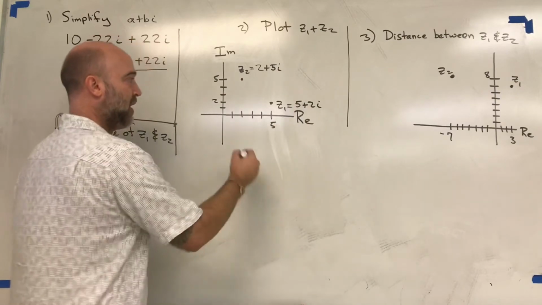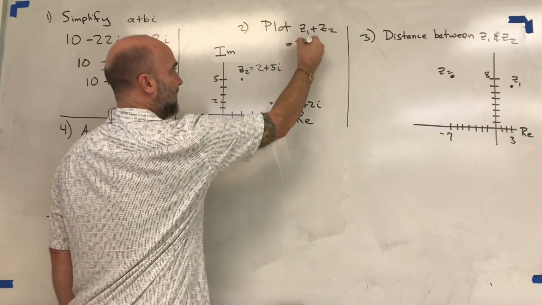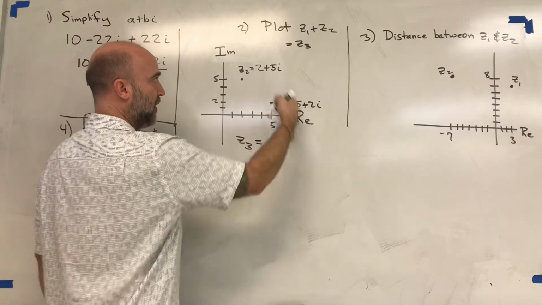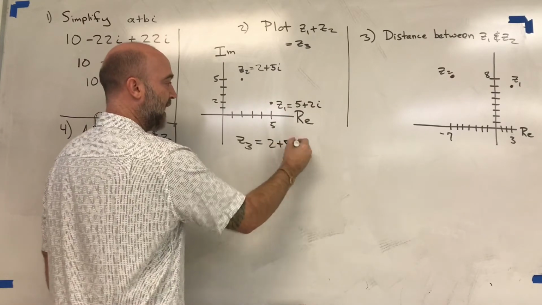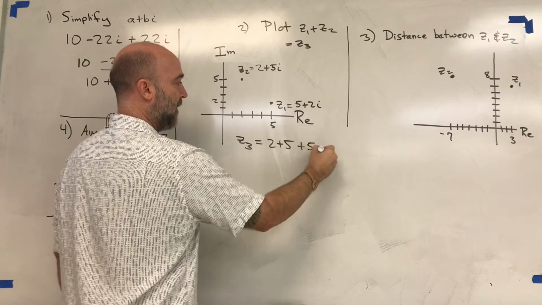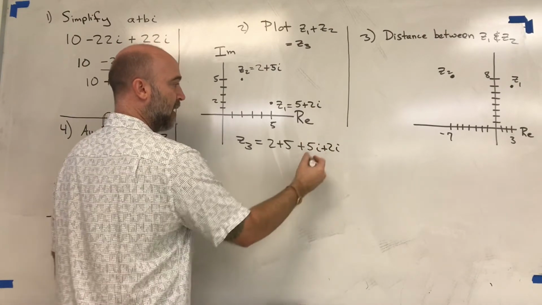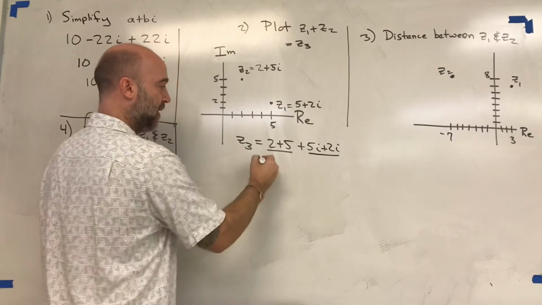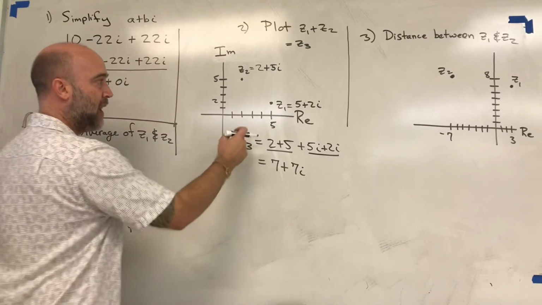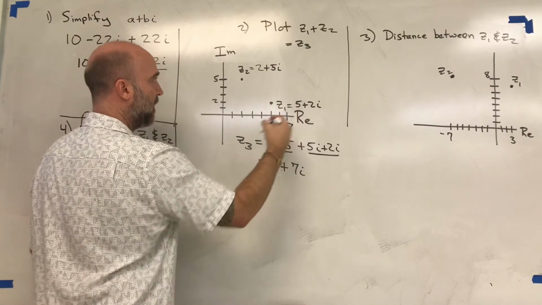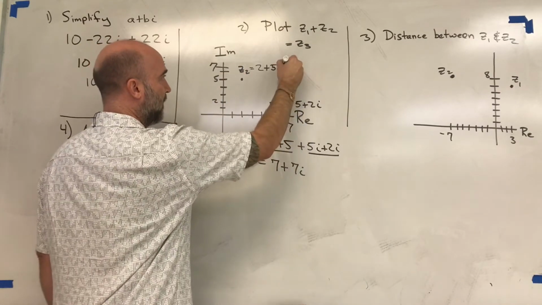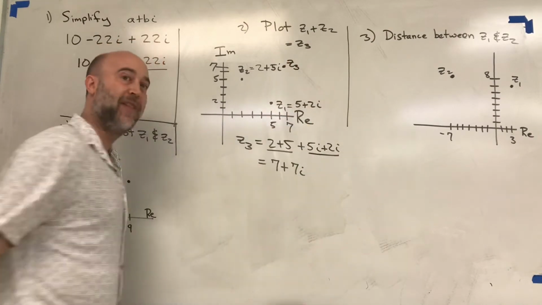And then to plot them or add them together, we'll just do the same thing. We'll add the parts. So I'll call this z3 when we combine them. So z3 is going to be equal to the real parts, 2 plus 5, plus the imaginary parts. We got a 5i and a 2i. Combine these together, combine those together. So z3 is 7 plus 7i. And then we'll go ahead and look. There's 6 and 7, real and imaginary. So that's going to be my z3 there.